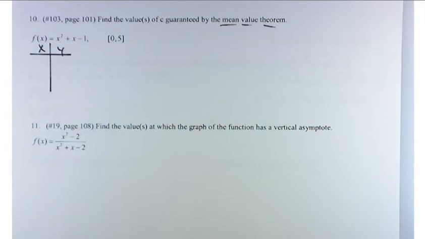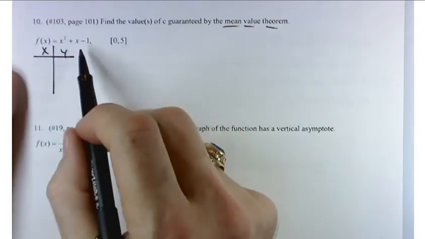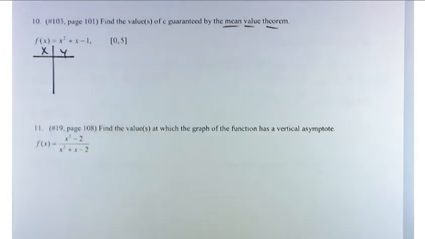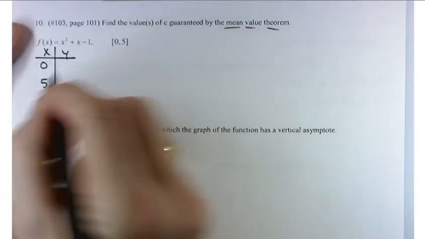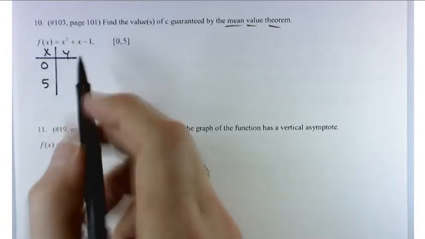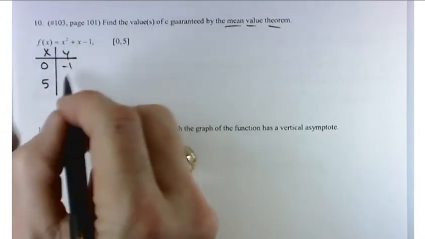The mean value theorem basically says that the slope of the secant line is going to equal the slope of the tangent line. So let's remind ourselves of a few things here. First things first, they give you the endpoints here, so we'll put in a 0 and 5 into this function. If I put in a 0, I get negative 1 for y. If I put in a 5, I get, let's see, it'd be 30 minus 1 would be 29.